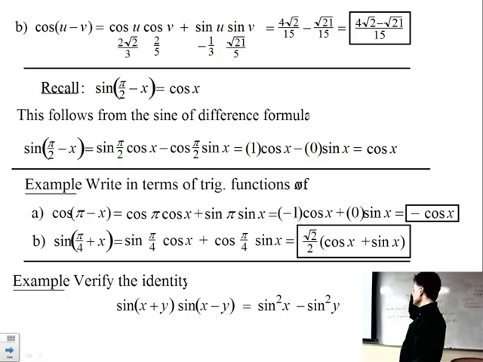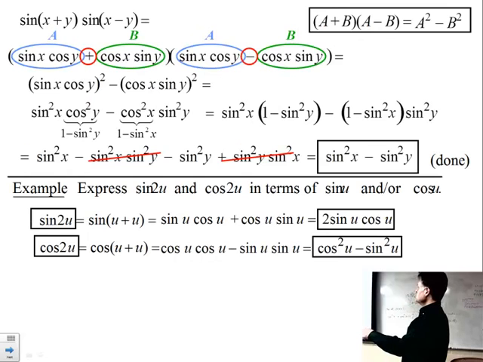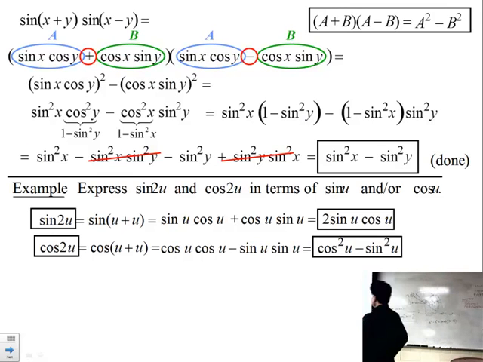All right, so let's verify this. So, sine x plus y, sine of x minus y. Well, expand that out using the angle sum formula and angle difference formula. And in fact, you do get the difference of two squares when you do this. You're going to get this term, sine x cosine y plus cosine x sine y. And then this term is sine x cosine y minus cosine x sine y. Same thing, except minus instead of plus. So this gets the difference of these two squares. It's that thing squared minus that thing squared. But now we expand this out some more.